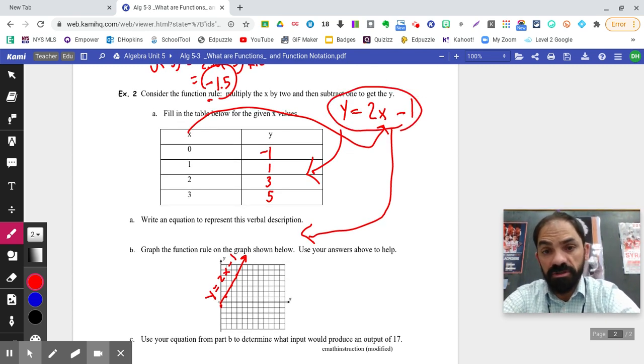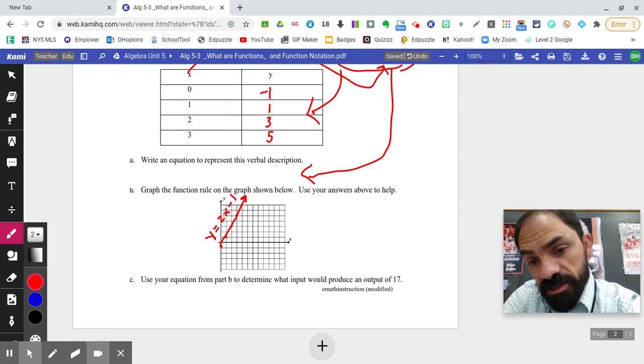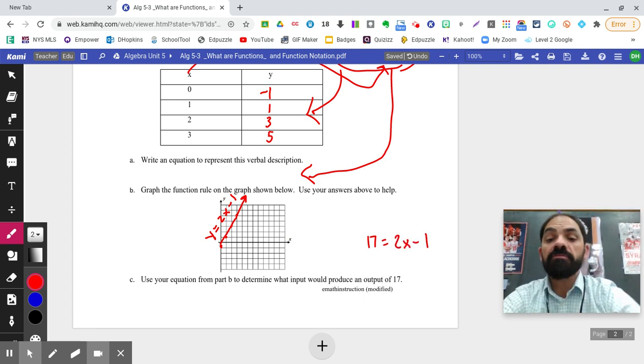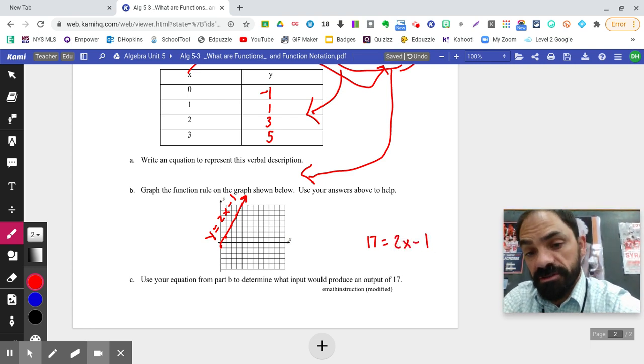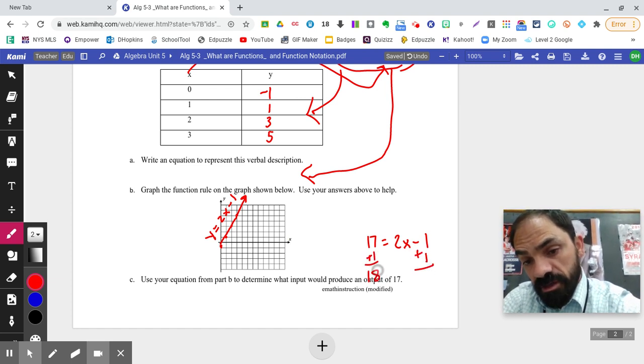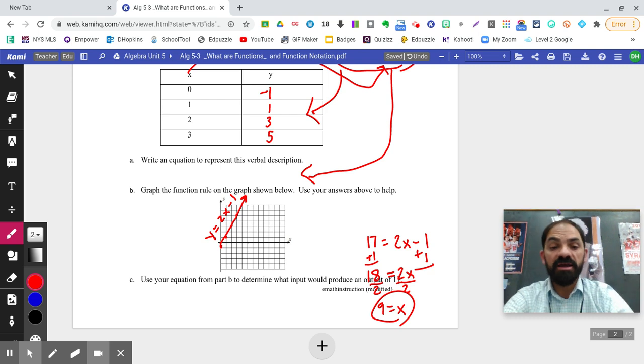If I want the output to be 17, remember my output is y. I can say 17 equals 2x minus 1. I can plug 17 in for y and solve for x. So plus 1, 18 equals 2x, and divide by 2. So when x equals 9, that's my input, x, then it would generate an output of 17. So you can just substitute it into the equation.